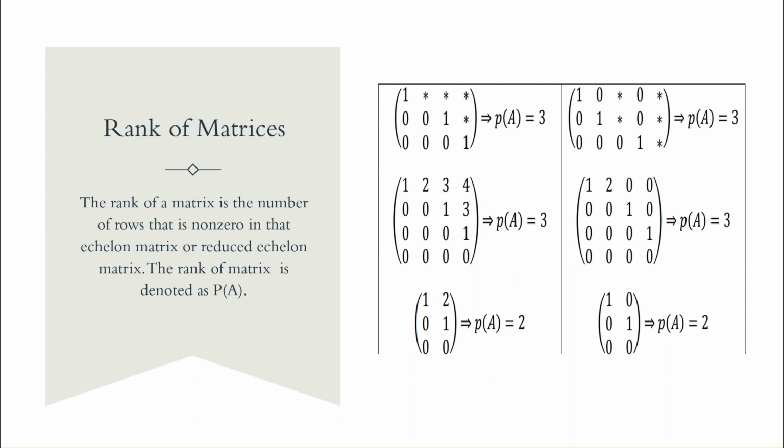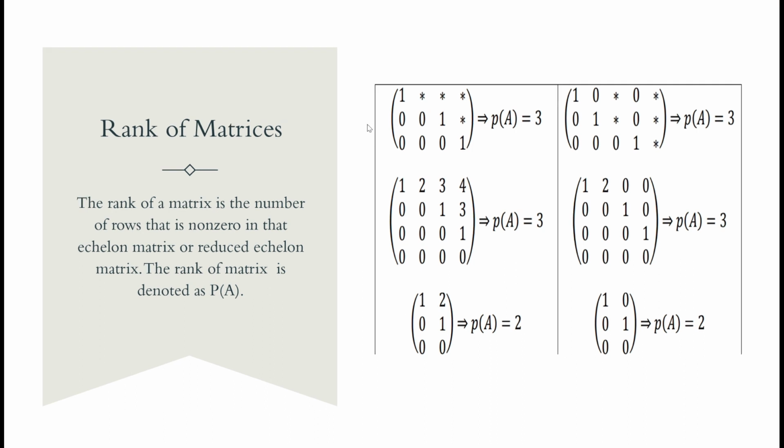Rank of matrices. The rank of a matrix is the number of rows that are non-zero in each echelon matrix or reduced echelon matrix. The rank of a matrix is denoted as P of A. For example, in this first matrix, we have 3 non-zero rows, which makes the rank of the matrix 3.